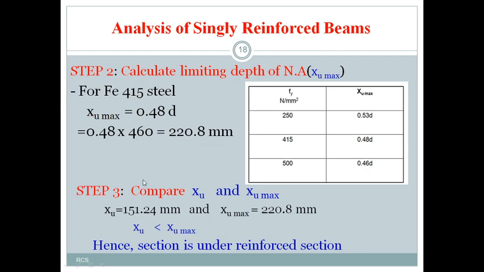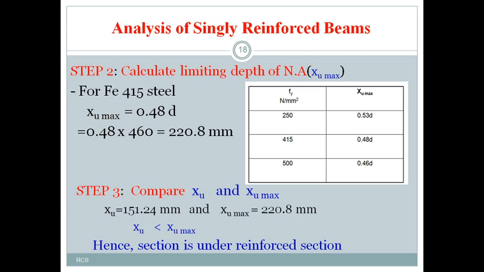In the third step, you have to compare both the actual depth of neutral axis and the limiting depth of neutral axis. Actual depth of neutral axis is 151.24 mm and maximum depth of neutral axis is 220.8 mm. See here, your maximum depth of neutral axis is more compared to the actual depth of neutral axis. The relation established between these two is Xu is less than Xu max. According to the condition, it is categorized as an under reinforced section. In an under reinforced section, steel will fail first before the concrete.